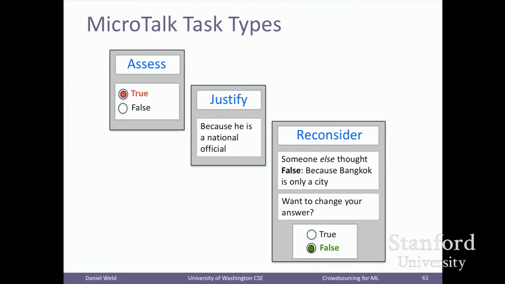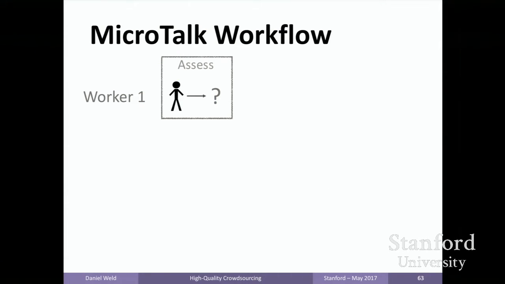So supposing I say the answer is true, the system is now going to present me a counter argument that is arguing the opposite position, and I get to see whether I want to change my mind after seeing that argument. So that's the basic setup. And so here's an example of the workflow.